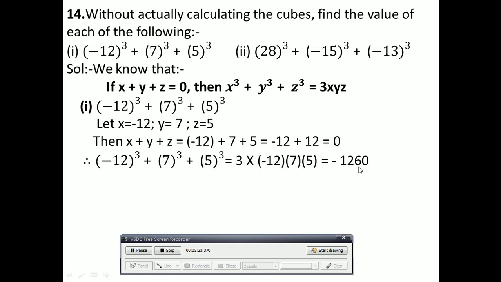That means 1260. Is it clear? So the second part is similar: 28 cube minus 15 cube minus 13 cube.